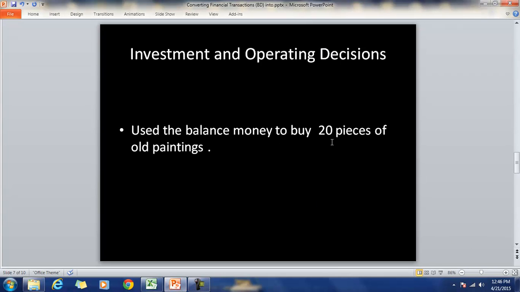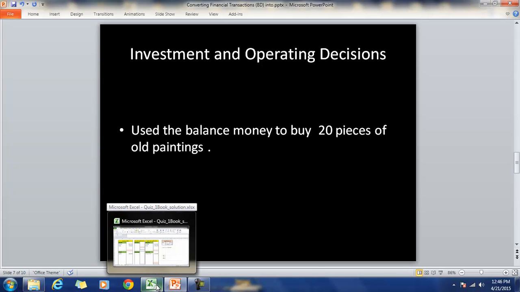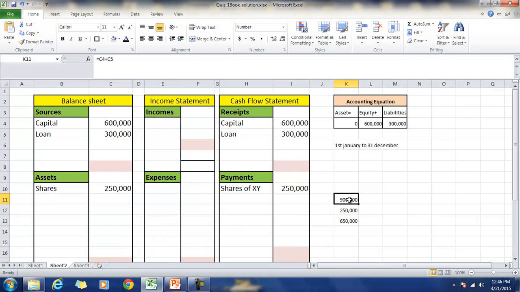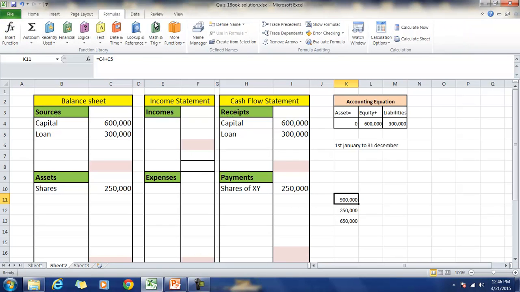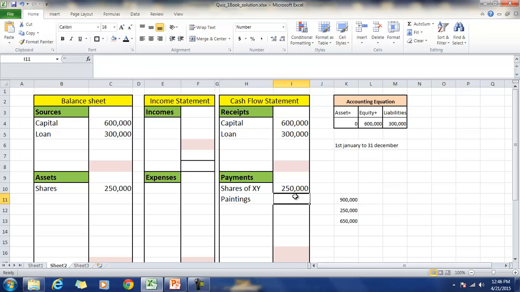Use the balance money to buy 20 pieces of old paintings. What is this balance money? They raised 900,000 by now, the capital and loan. They used 250,000 to buy the shares, so the balance is 650,000, and they purchased paintings with the balance money. Paintings are an acquisition of asset, resulting once again in the outflow of cash.